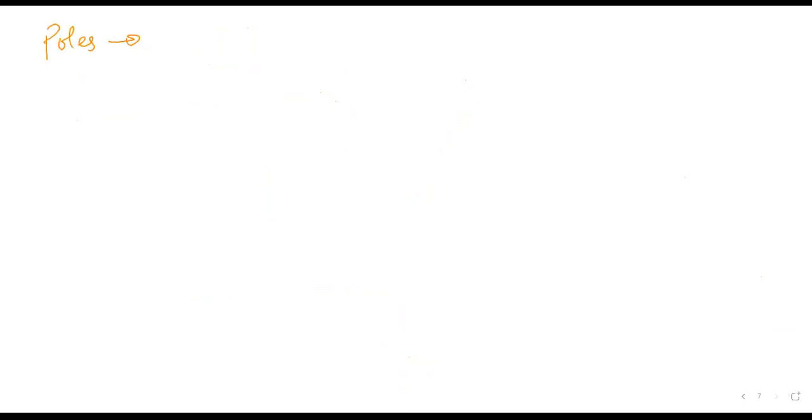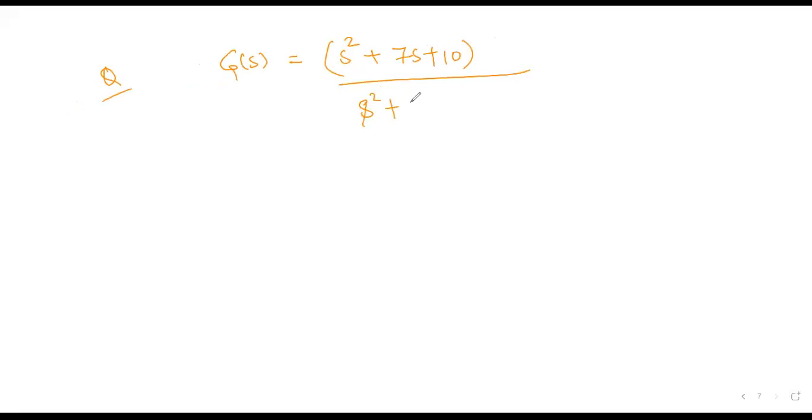Let me not give you like that. Let me give you G of s is s square plus 6s plus 7, s square plus 7s plus 10, s square plus 2s plus 5, s square plus 4s plus 4, and here you have s square plus 6s plus 9.